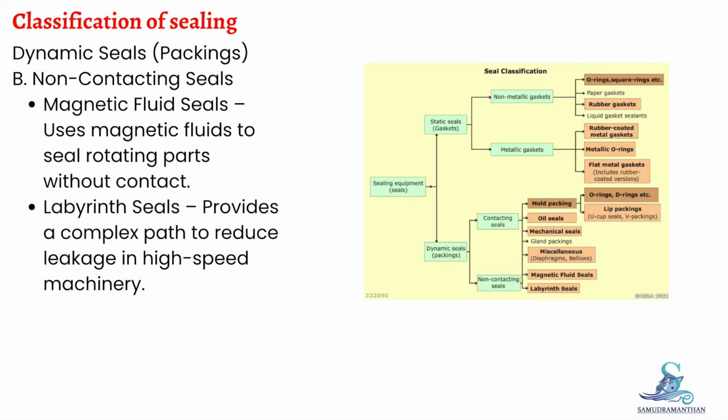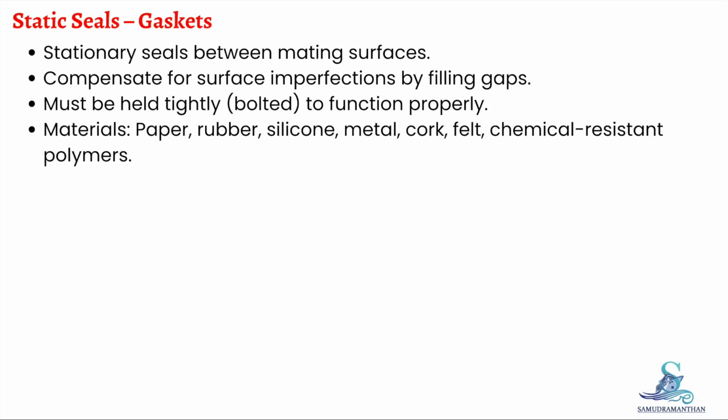Non-contacting seals include magnetic fluid seals, which use magnetic fluids to seal rotating parts without contact. Labyrinth seals provide a complex path to reduce leakage in high-speed machinery. Static seals are stationary and sit between mating surfaces. Their role is to compensate for surface imperfections by filling gaps. They must be tightly bolted or clamped to function effectively. Materials used are paper, rubber, silicone, metal, cork, felt, and chemical-resistant polymers.